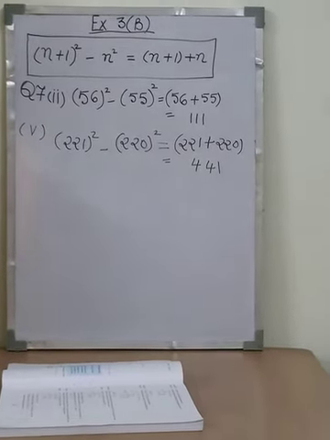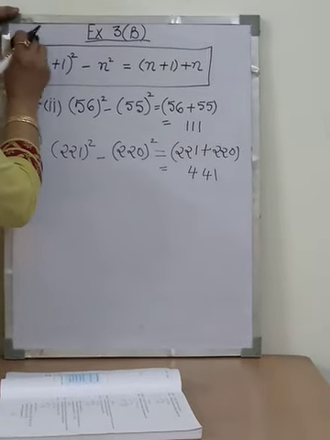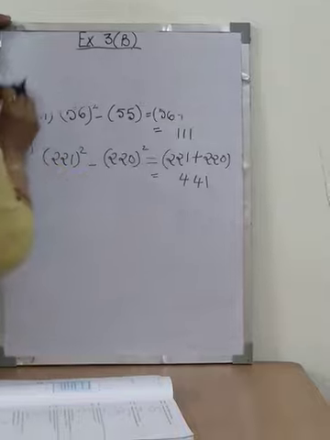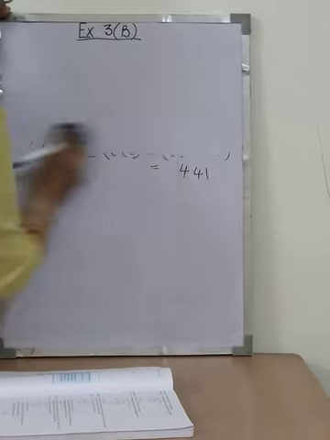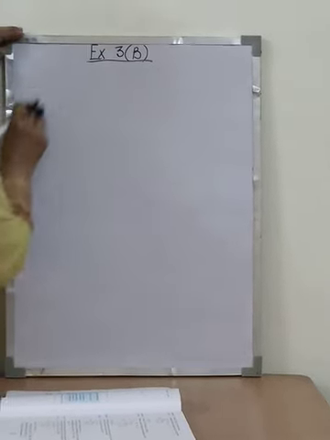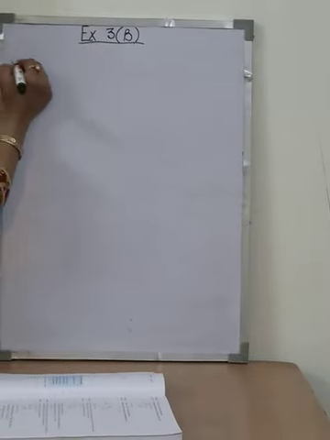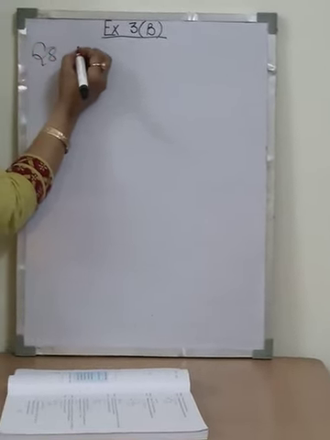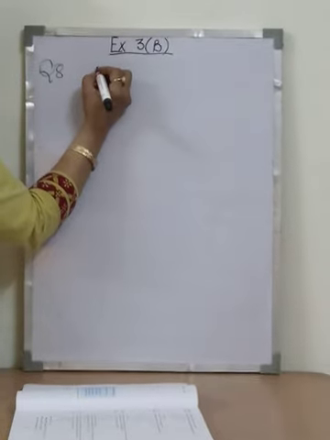Then I discuss question number 8 now. Question number 8 is based on the identity of a plus b whole square. So first you will learn the identity a plus b whole square, then we will solve the questions based on it. Question number 8 is based on the identity. First I write the identity.